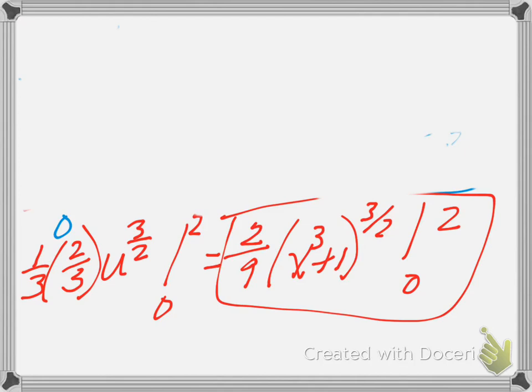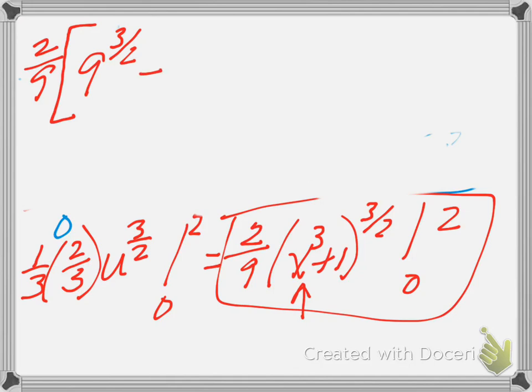Okay, so here's our 2/9. We'll just hold that on the outside. Okay, and we're going to substitute 2. So we're going to put 2 in here. 2 to the third is 8. 8 plus 1 is 9. So we have 9 to the 3/2 minus, now we're going to put 0 in there. And we're going to put 0 in here. We're going to get 0 plus 1, which is just 1. So we're going to get 1 to the 3/2.